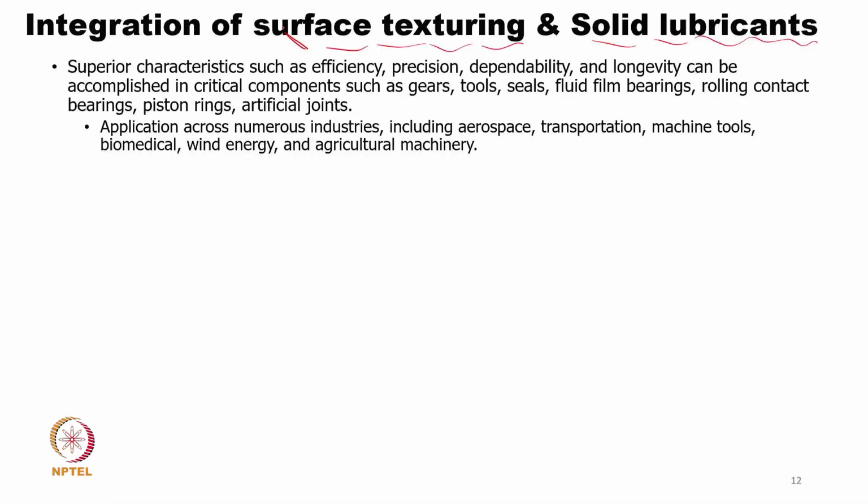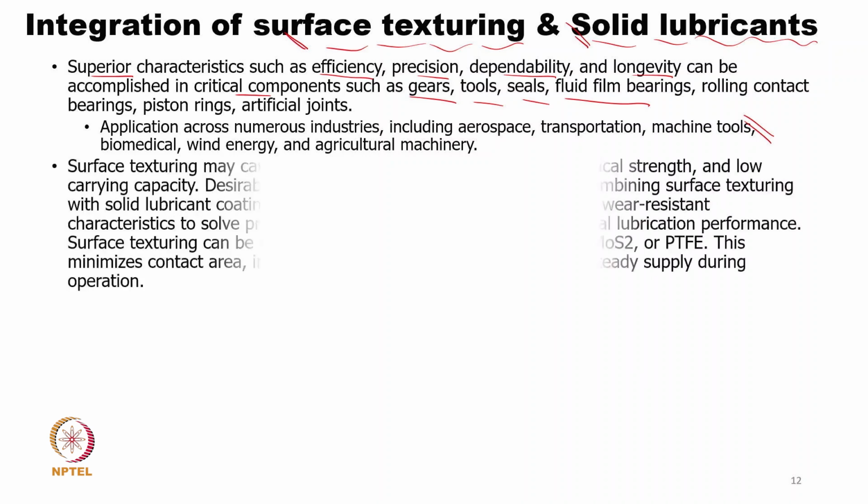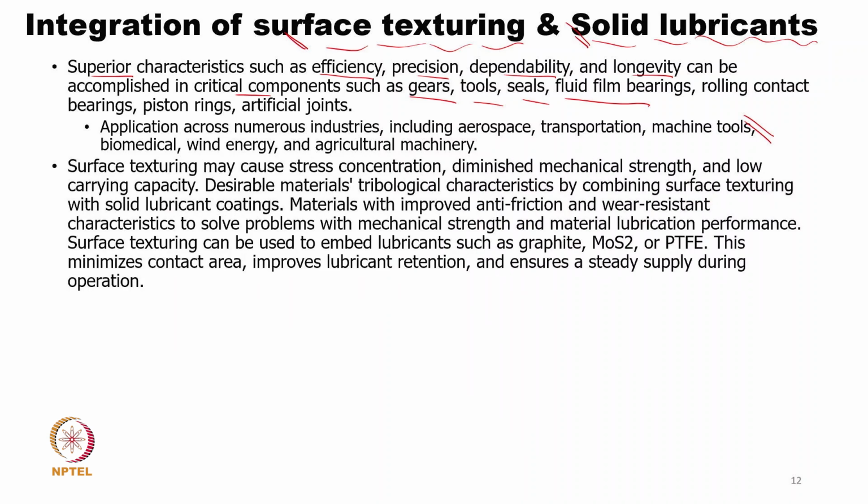That's why in recent times we are going ahead with the integration of surface texturing and solid lubricant. We say superior characteristics such as efficiency, precision, dependability and longevity have been achieved in the case of gears, tools, seals, fluid film lubricated bearings, rolling contact bearings, and artificial joints, and it has several advantages. People have started using it, and they are getting very good results.